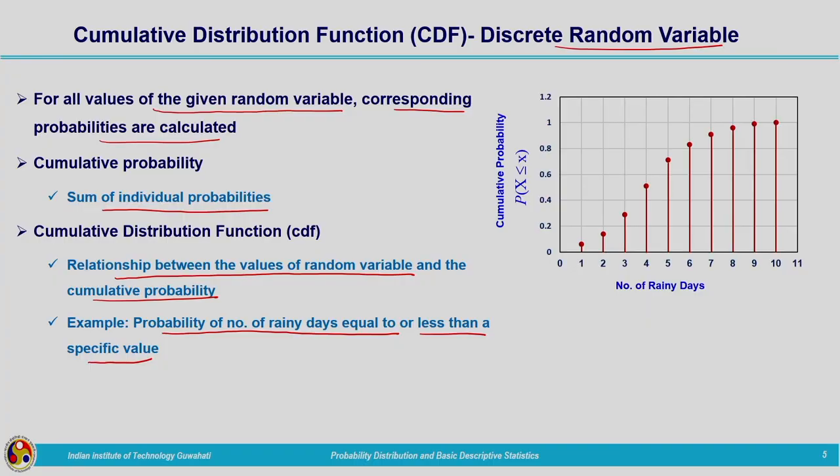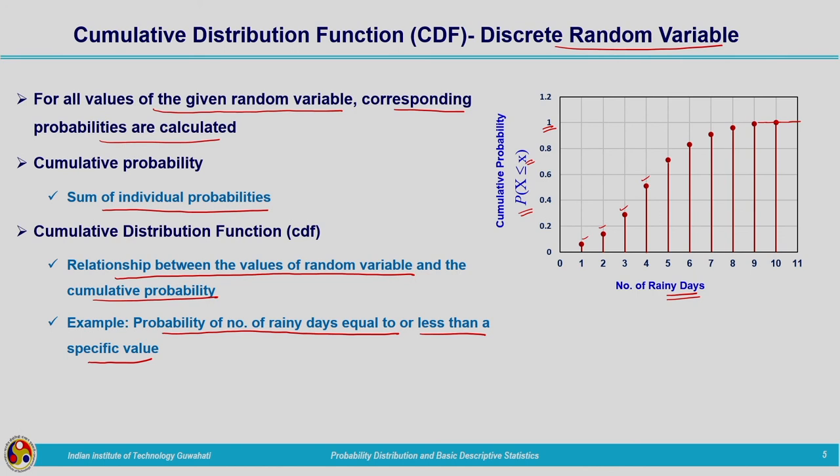As in the previous example, we have calculated the probabilities associated with each rainy day. That is added up to get the cumulative probability, and that is what is plotted here. The number of rainy days is along the x-axis and the cumulative probability P(X ≤ x) is plotted along the y-axis. You can see it is an increasing curve. The value keeps increasing and finally reaches 1, that is the total probability. Each probability is added up until it reaches the last value, and corresponding to the final value, it will be equal to the total probability, that is 1.